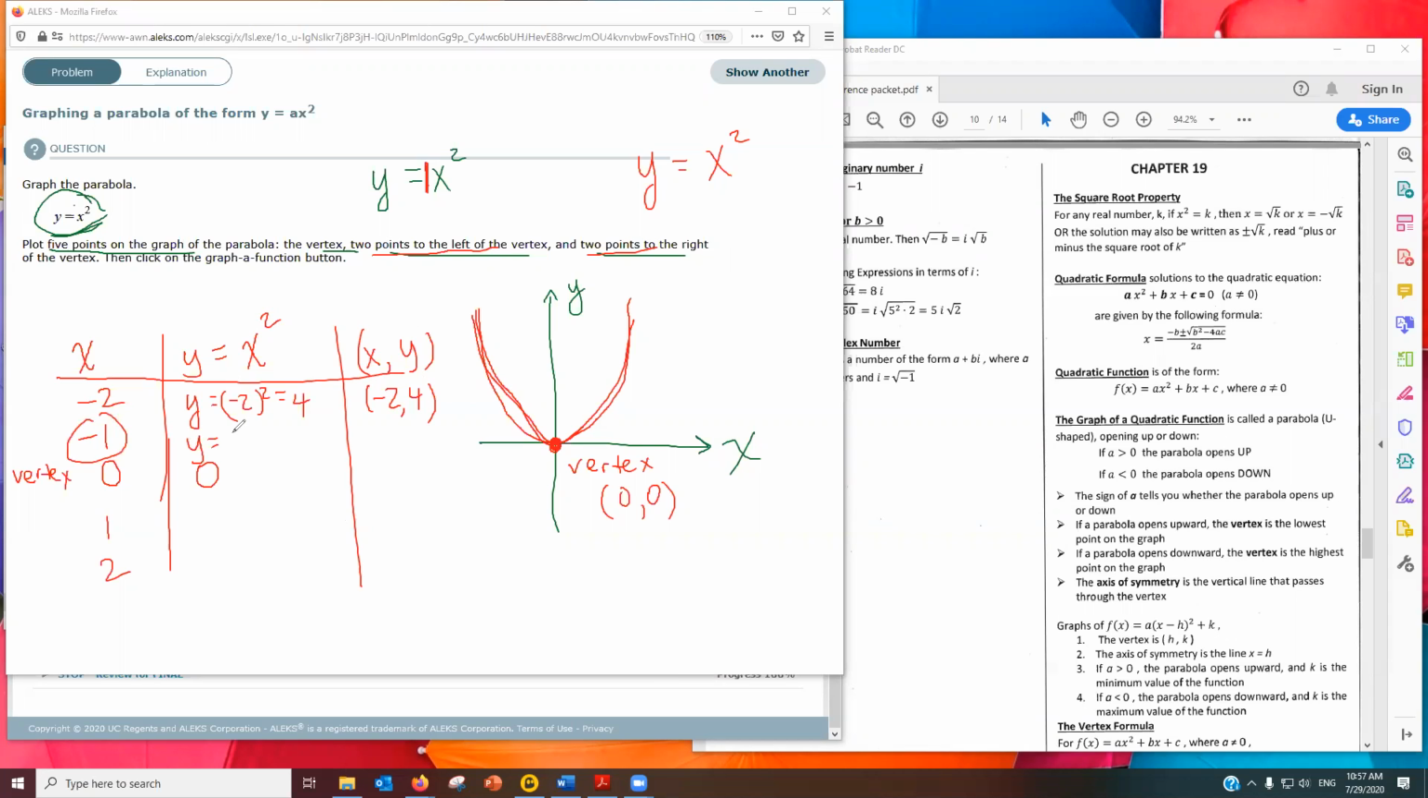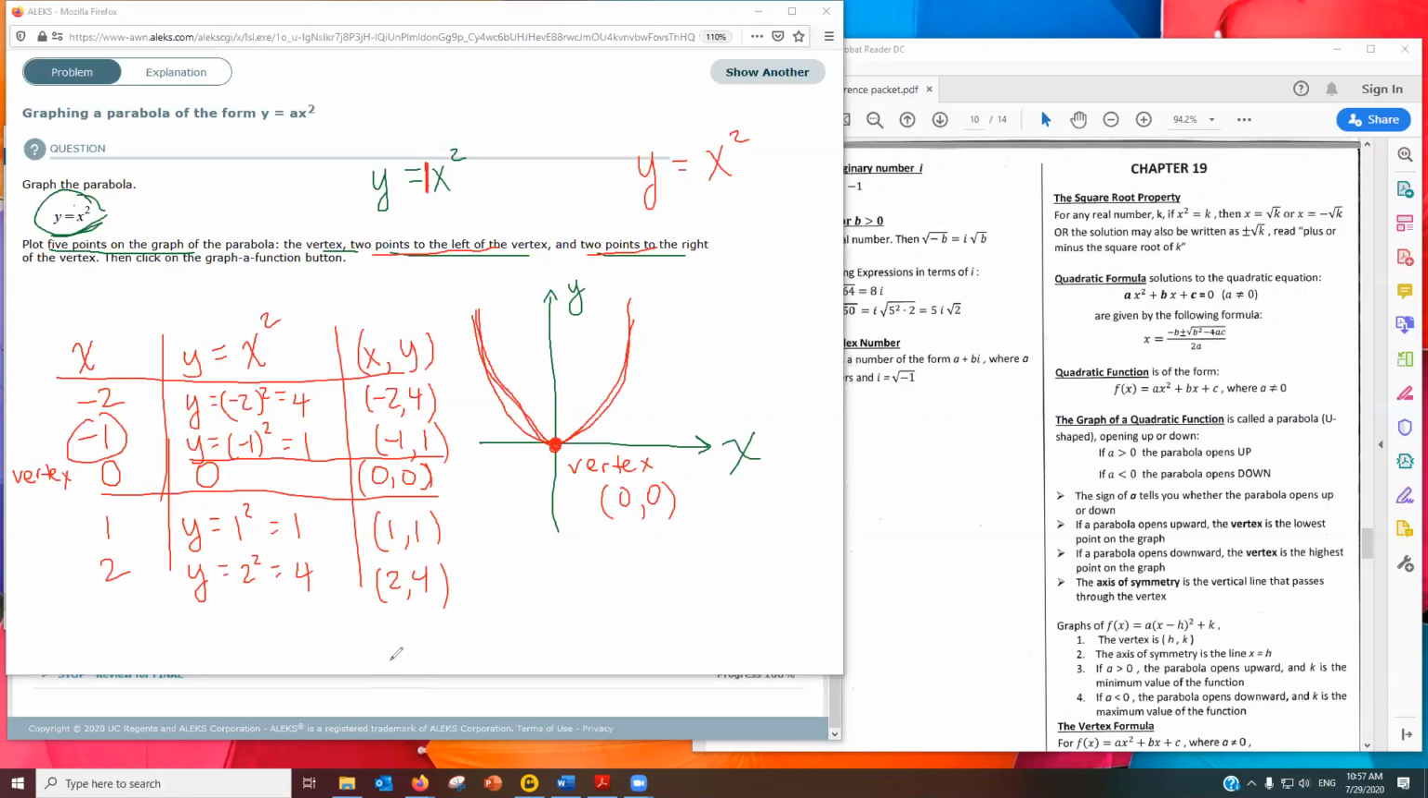What about when x equals -1? Then y is -1 squared, which is positive. So this is -1, 1. The vertex we know is 0, 0. When x is equal to 1, y is 1 squared, that's 1. So that's going to be 1, 1. And then when x is 2, the y value is 2 squared, that's 4. So this point is 2, 4.